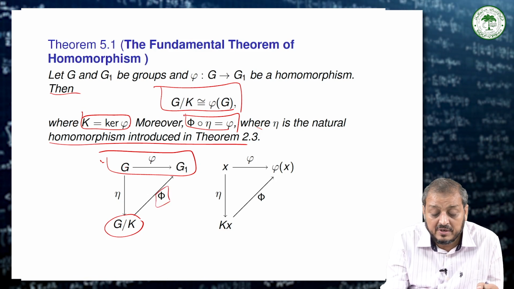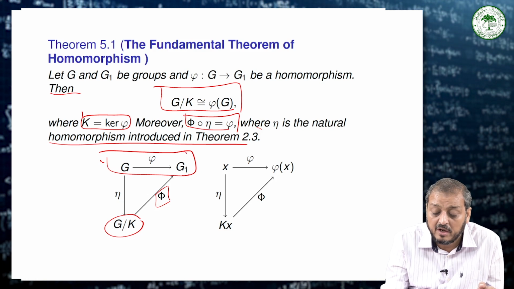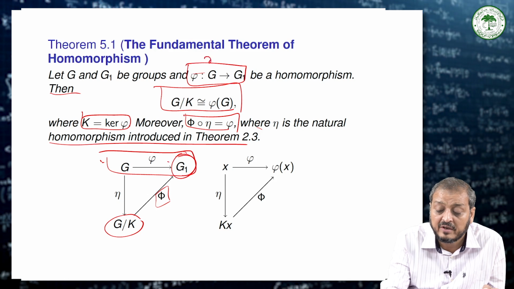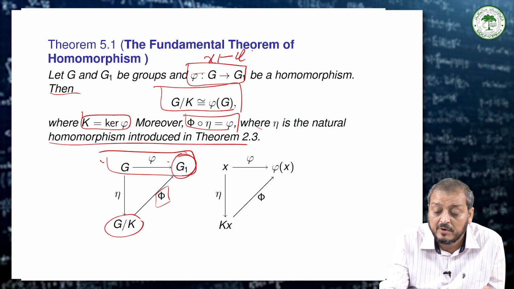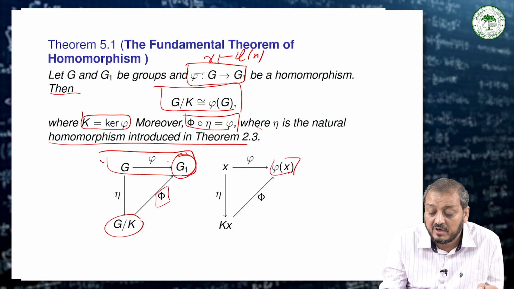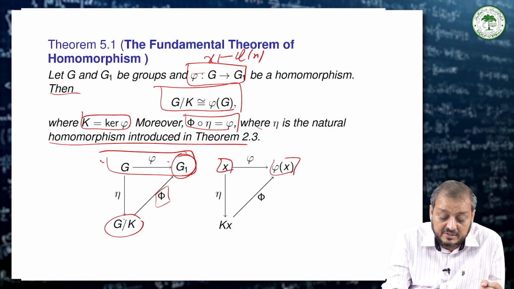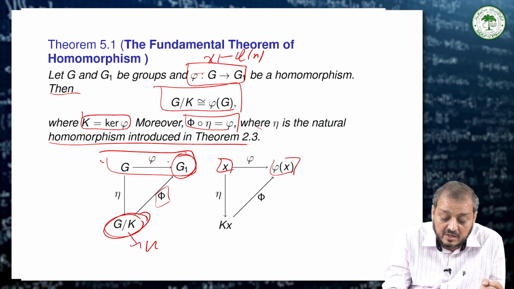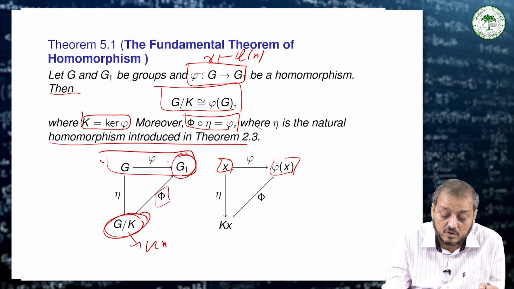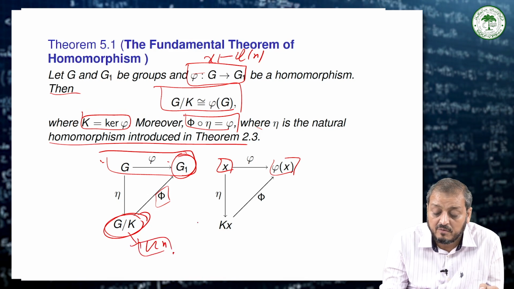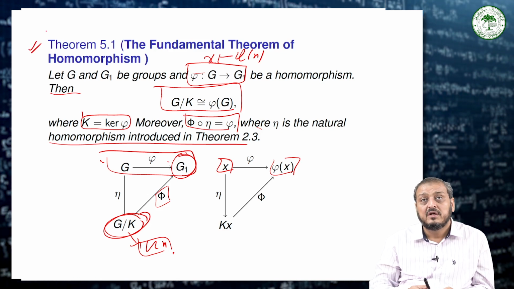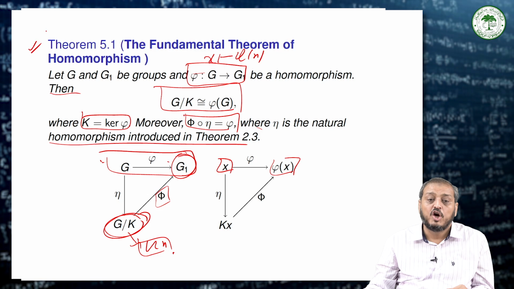We can say that for x an element of G, φ(x) is an element of G1, and the coset Kx is an element of the quotient group, because K is a normal subgroup. So now we have to prove this theorem, the fundamental theorem of homomorphism.